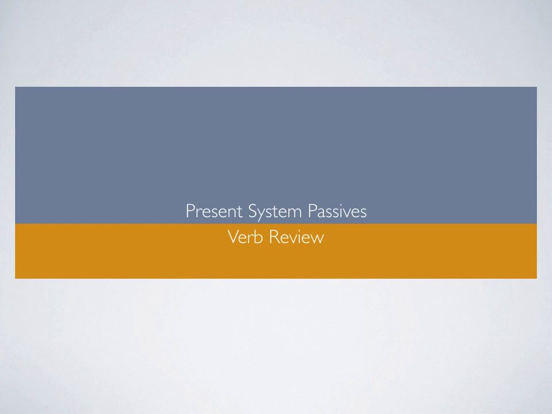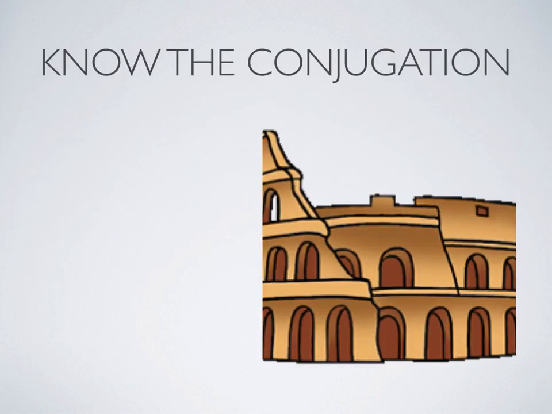All right, today we're going to be talking about present system passive verbs. So, the very first place we have to start is looking at the conjugation of a verb, okay? We need to know the conjugation of a verb in order to figure out what kind of endings we're going to add. So, if it's first or second conjugation, verbs that have the -o, -are endings for the first and second principal part, or the -eo, -ere for the first and second principal part, are going to take -bam, -bas, -bat, -bo, -bis, -bit, and in the passive, -bar, -baris, -batur, and -bor, -beris, -bitur.